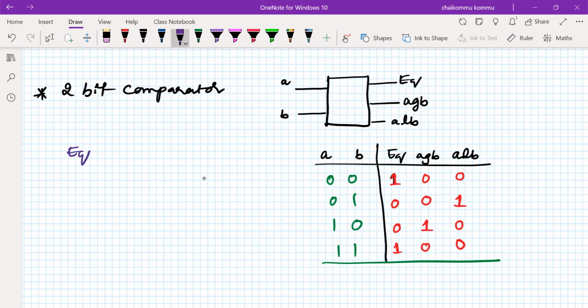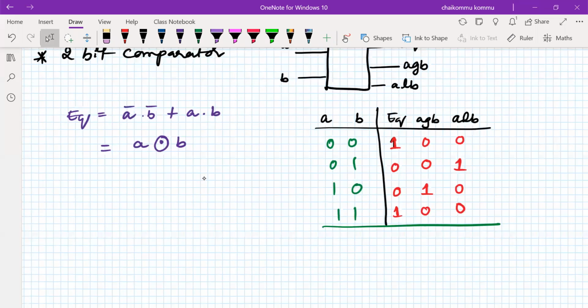Equality operator. For equal, I'm going to write A bar into B bar plus A into B. It is simply written as A XNOR B. The XNOR symbol is something like this.